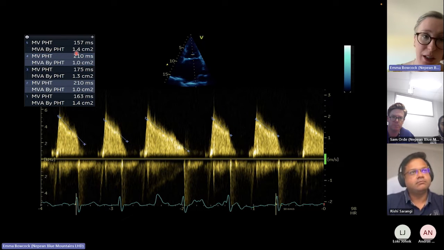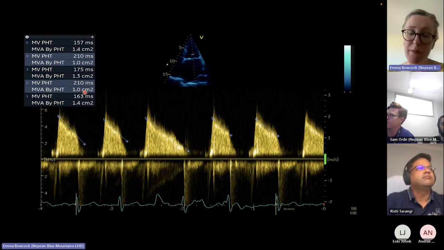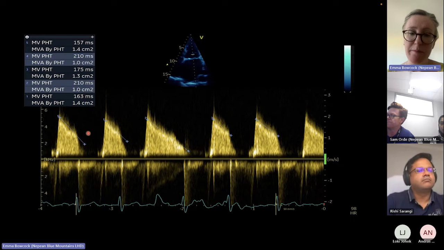And the mitral valve area that it's giving us is varying between 1 and 1.4. So again, in that severe territory for mitral valve area as well. The machine has just worked that out by doing 220 over 210 to give you the mitral valve area by pressure half time. Any questions about that so far?